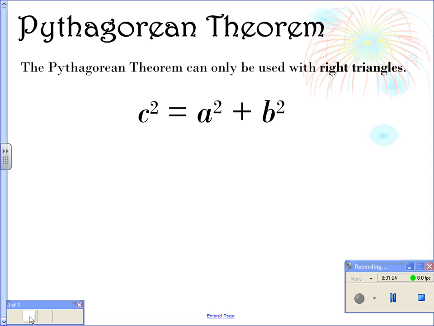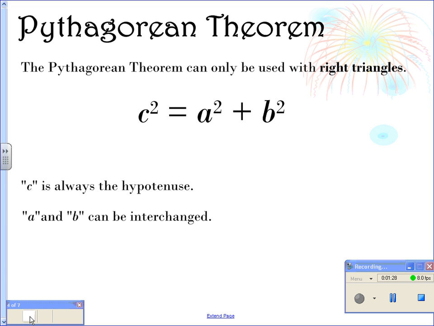So a squared plus b squared equals c squared. You remembered that. Good. All right, c is always your hypotenuse. A and B are your legs. They can be interchanged. It doesn't matter which leg you pick to be A and which one you pick to be B. You were aware of that, right? Okay.